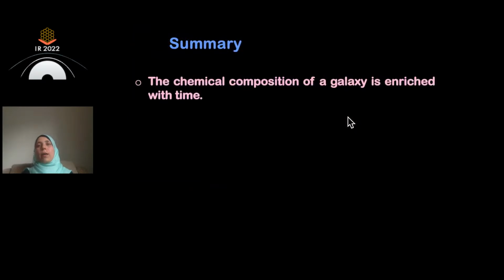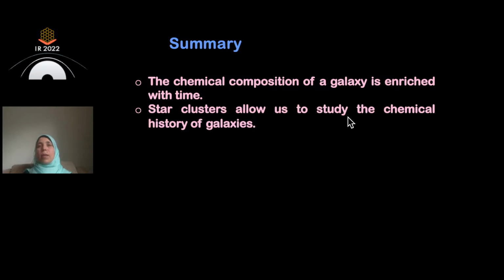So in summary, the chemical composition of a galaxy is enriched with time. So whatever composition we have now or we had at the time of the Big Bang is not going to remain the same. It changes, and that is due to the nuclear reactions that are happening in the core of the stars. So at the end of the life of the stars, all these new elements are going to be ejected, and the new stars will form from the new elements that are produced from the previous stars.